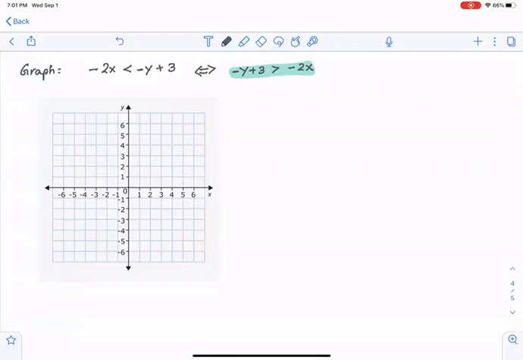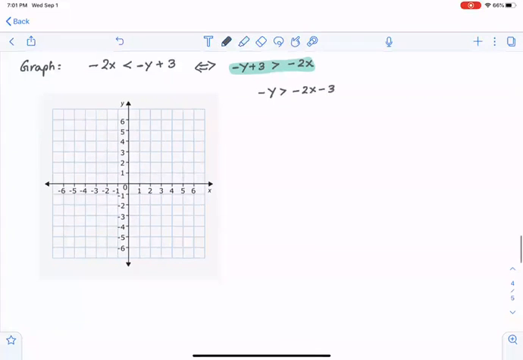So now I'm going to move the number, which is 3, to the other side. We have -2 minus 3. I have to multiply by -1 on both sides. So -1 times y is positive y. Since I'm multiplying by a negative sign, the sign has to flip. -1 times -2x is positive 2x. -1 times -3 is positive 3.